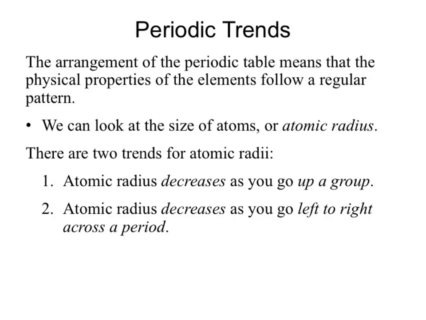Individual periodic trends. So we get lots of trends coming off of this. We're going to address atomic radius now, and we'll address it again on Tuesday. So we find that there are two trends for atomic radii. Okay, the first one I think makes sense. Atomic radius decreases as you go up a group. What's changing when we move up a group? Or down a group for that matter.